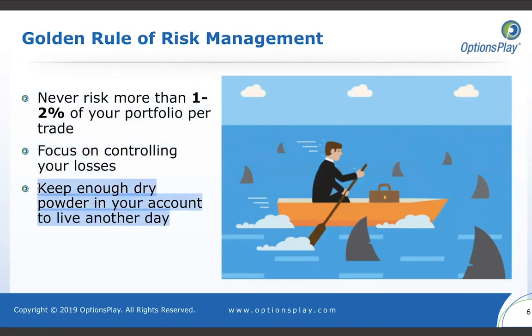And the goal of having a golden rule of risk management is to make sure that you have enough dry powder in your account to live another day. Because if you blow up your account, that's when you don't have enough money to continue, and that's the end of the game. And you never want to get to that point. So what we're doing here today is to help prevent you from getting to that point where you've blown up your account and you no longer have any capital to continue. So how do we actually go about doing that?